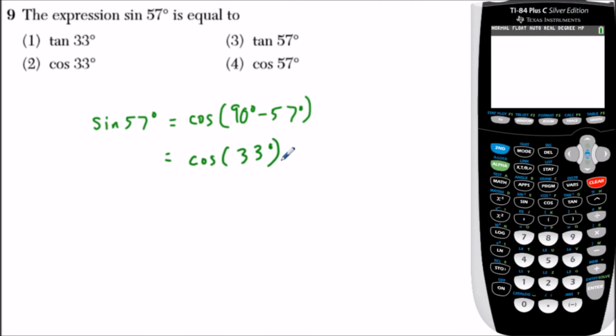However, considering this is a multiple choice test, the other way of doing this would be to type in the question. So we have sine of 57 and we get this decimal. And if we just start writing in answer choices, like tangent of 33, which doesn't match the original, and then finally we get to cosine of 33, we'll see that sine of 57 and cosine of 33 are exactly equal in decimal value. So that's another way of saying choice 2 without actually having to know the cofunction concept.